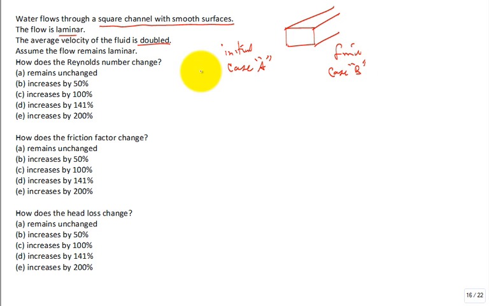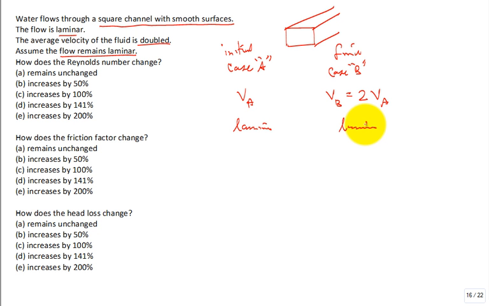And they say that the velocity in case A and then the velocity in case B. Well, the velocity in case B, I doubled the speed, didn't I? The average velocity of the fluid is doubled. Assume that flow remains laminar. So it was laminar here. It's still laminar here, even though I doubled the speed.